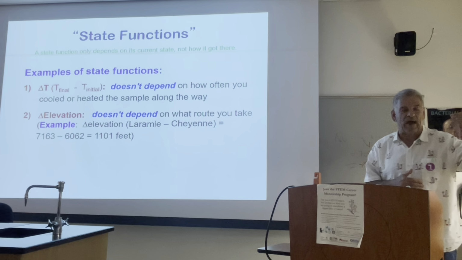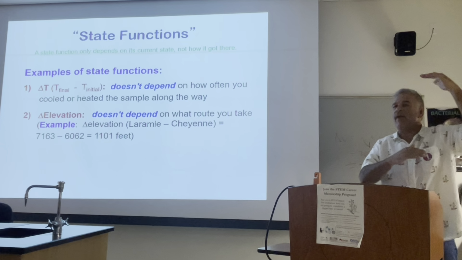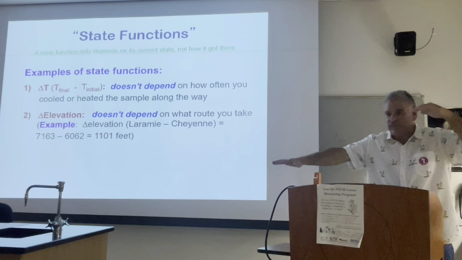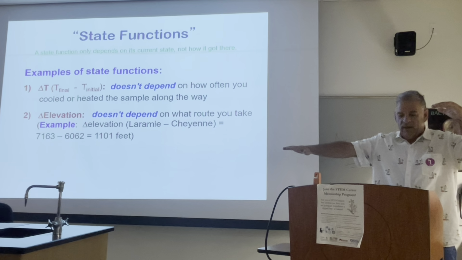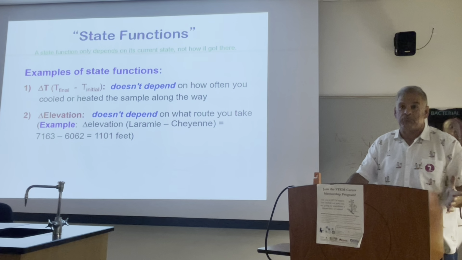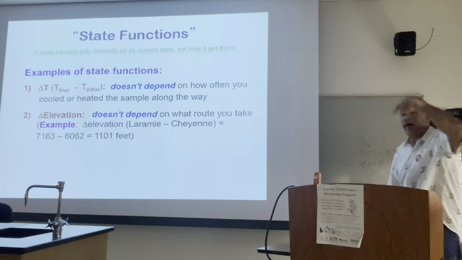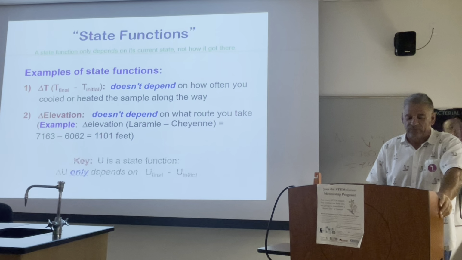If you start at 7,163 feet, which is over a mile in the air, by the way, because a mile is 5,280 feet, so well above Denver, in the Rocky Mountains, and then you go down to Cheyenne, which is 45, 50 minutes away on I-80 at 80 miles an hour, you drop 1,100 feet, no matter which way you go to get there. You can go down to Colorado, come back up and go to Cheyenne, and it's still the same change, so elevation, it doesn't matter.